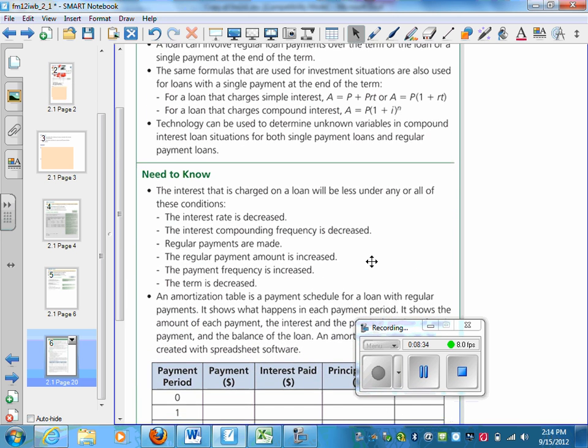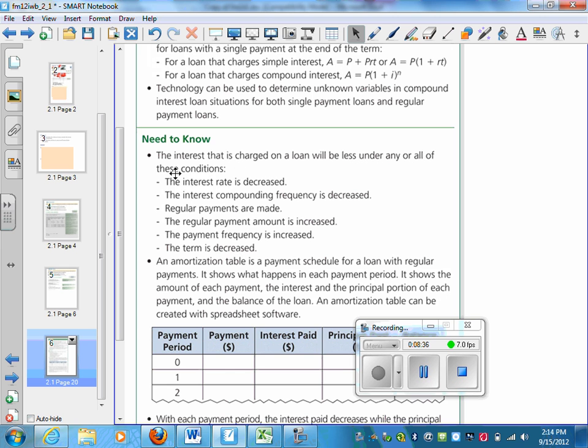The other thing I wanted to point out to you is down here. The interest on a loan will change if the interest rate is decreased, if the interest compounding frequency is decreased, if regular payments are made, if the regular payment amount is increased, the payment frequency is increased, or the term is decreased. So all of these things will affect your interest.